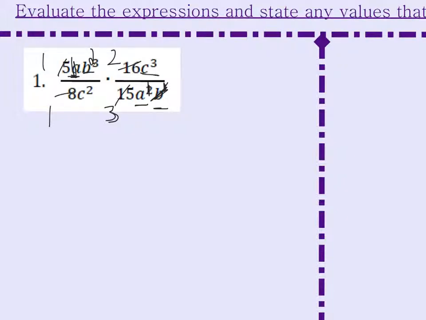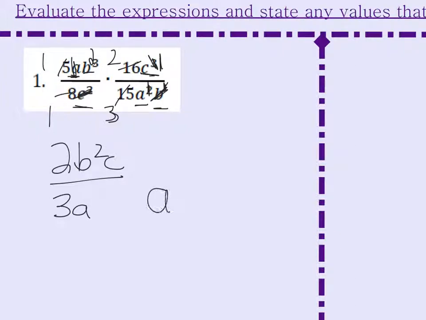Then last, I've got c cubed and c squared. So this is going to cancel out. So 3 minus 2 is going to be 1. So I'm going to have c to the first. So I'm going to have 2b squared on the top and c. Then on the bottom, I'm going to have 3a. So once I simplify everything, that's what I've got.